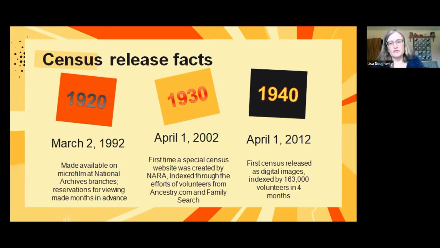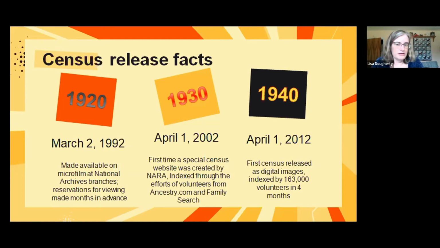And now the closest ones are either in New York City or in Waltham, Massachusetts. One of the things they did in 1992 was they took reservations for people to come into their reading room to be able to access the census. So these reservations were being taken months in advance. So this was a pretty big deal event in 1992.